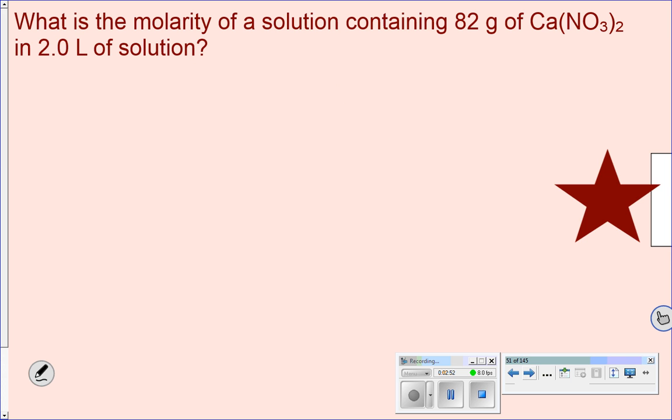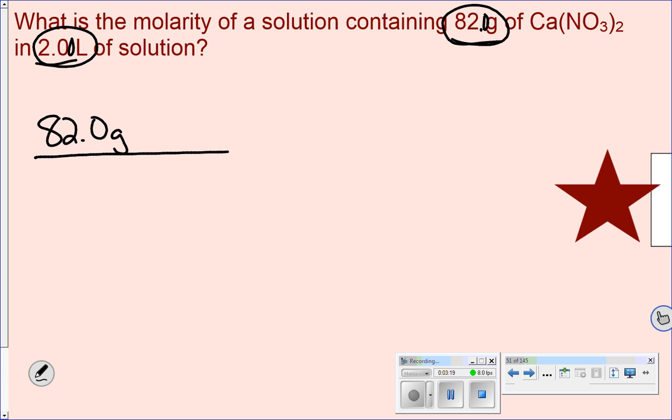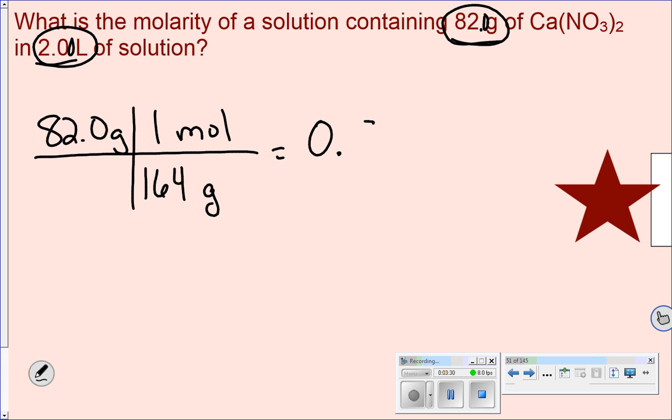Sometimes you could have a 2-step problem that you might have to do if you're given, for example, 82.0 grams of calcium nitrate dissolved in 2.00 liters of solution. So since I have grams, I actually need to get this into moles. So I've got grams and liters so far. I'm going to first do a nice gram calculation. I've got 82 grams of calcium nitrate. Got to do a nice GFM for that. 164 grams, 1 mole. This is actually 3 sig figs, 0.500 moles.